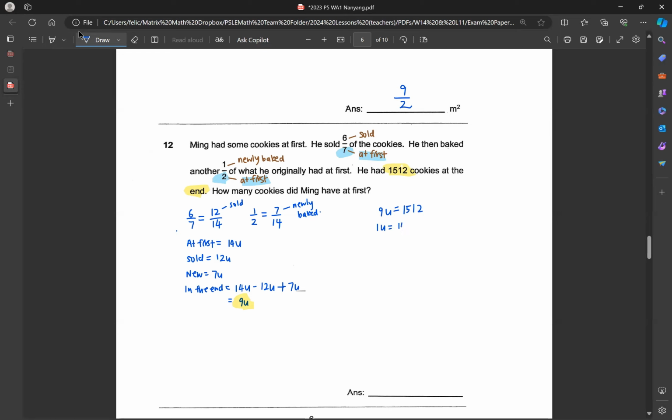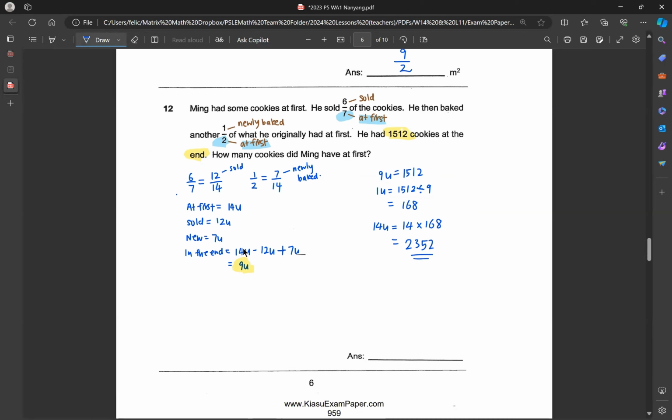Of course, work out 1 unit. So 1 unit will be 168. Once you have 1 unit, always reread the final question. They want how many at first? So remember, at first we have our 14 units here. So simply finding 14 units, that gives us 2352 cookies. So that would be the answer.